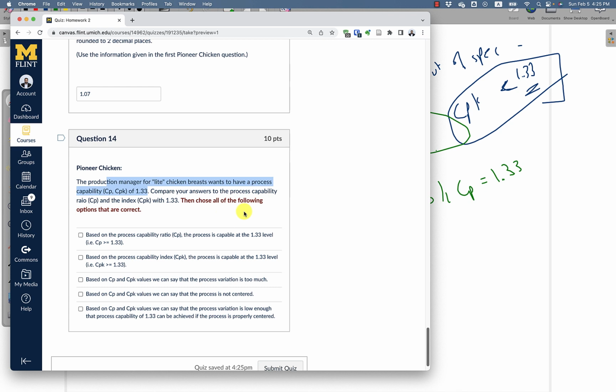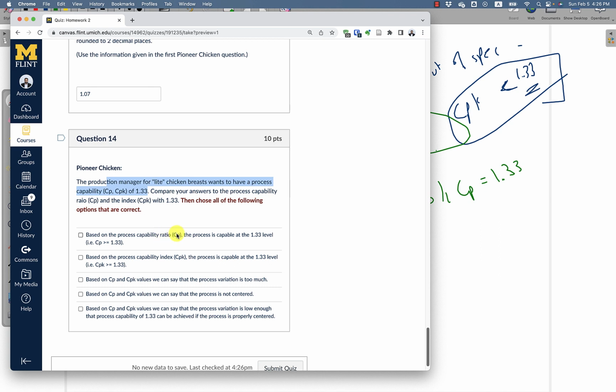If CP was less than 1.33, then we'd have both problems. Then we'd say we are off center, because 420 is not 400. The mean of the process is not the middle of the specs. And if CP was less than 1.33, we'd also say there's too much variability in the process. Both things would be wrong. Right now, only one thing is wrong because CP is 1.33. CP is fine. Only CPK is wrong. When CP is fine and CPK is wrong, then variability is okay, but the process is not centered. That's what is throwing the CPK off.